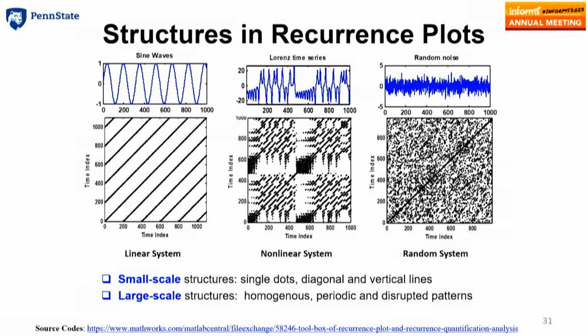So the small-scale structures are the single dots, diagonal lines and vertical lines. The large-scale structures are homogeneous and periodic or disrupted patterns, which tell us a great deal of information about periodicity, noise, intermittent behaviors, homogeneity and non-stationarity. Because if there are very strong vertical lines, that means we are shifting into a new regime or area of the state space.